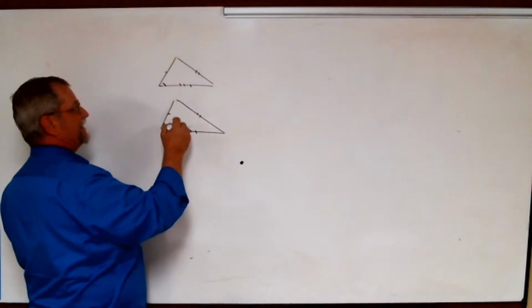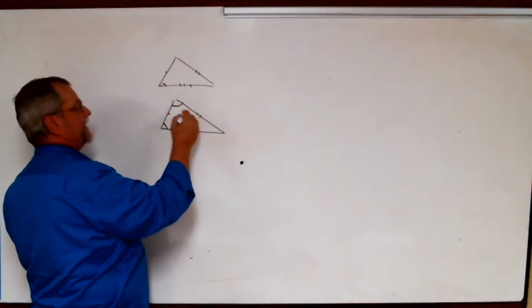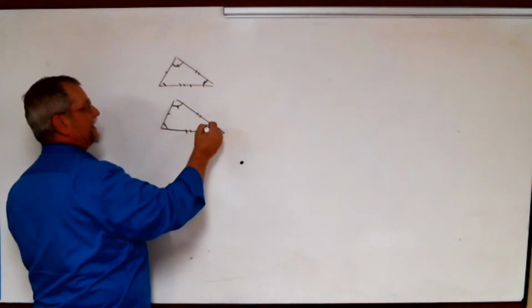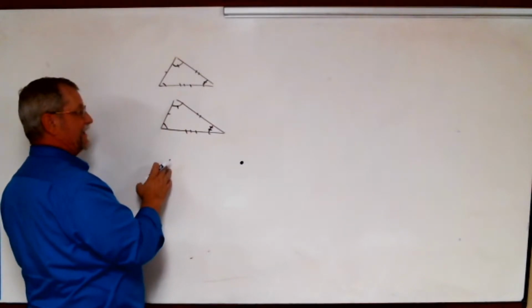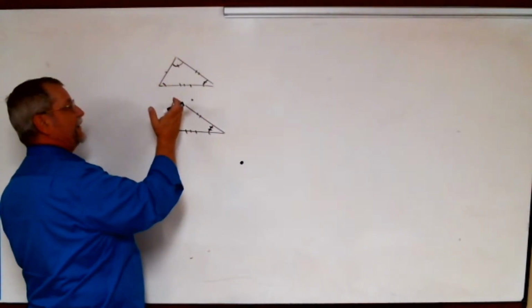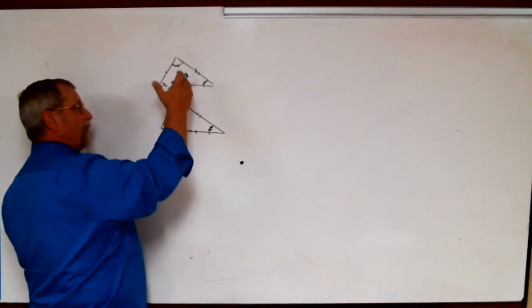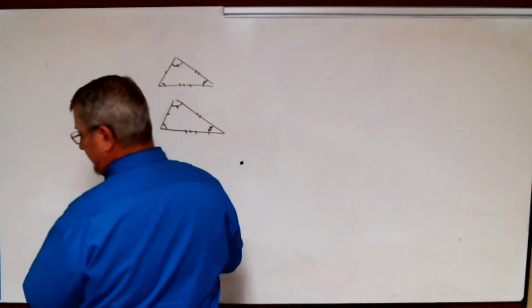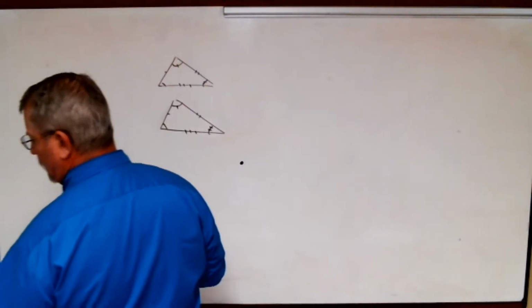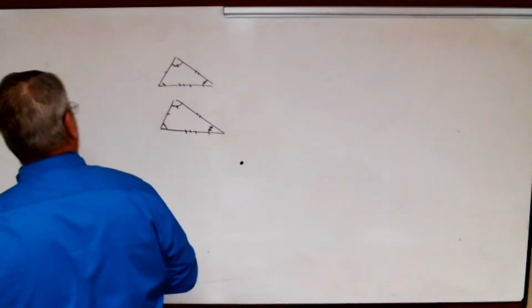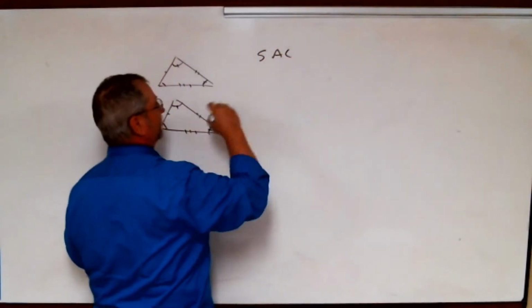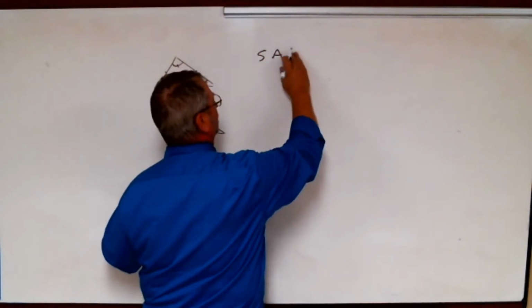If there's this side and this side are the same, this side and this side are the same, and this angle and this angle are the same. So this angle is congruent to that angle, this angle is congruent to this. These are congruent triangles, okay? So I want to be able to prove this. The first thing we're going to do is it's called side angle side. It's supposed to be an S.